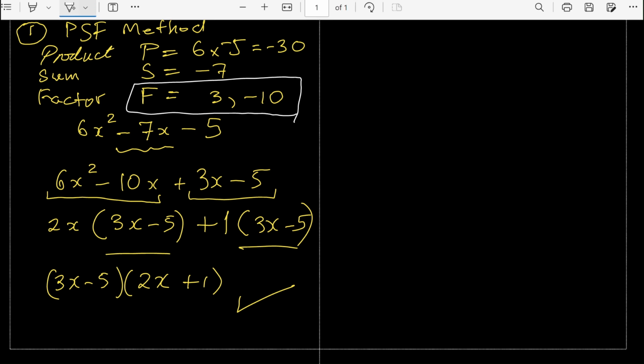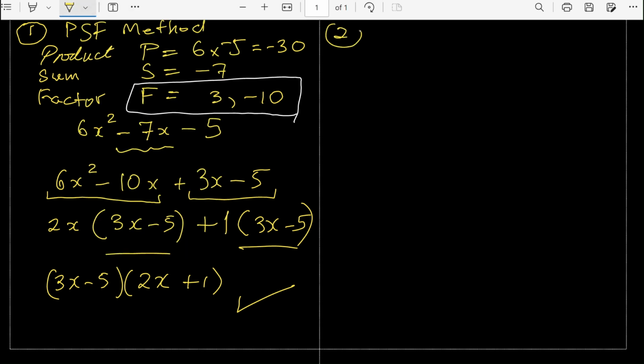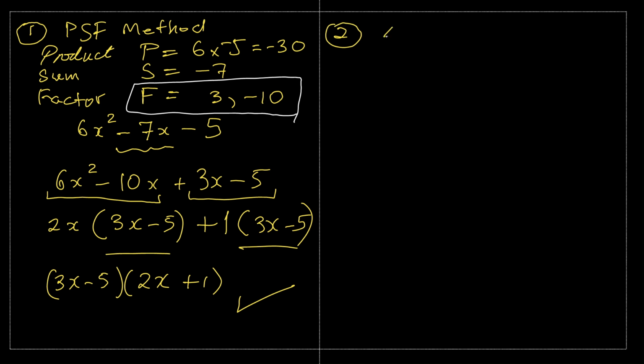All right, let's do another one. It's number 2. This one's a bit more wild. It's 40x squared. 40 has many factors. Plus 7x minus 20 also has many factors. That makes this very problematic.